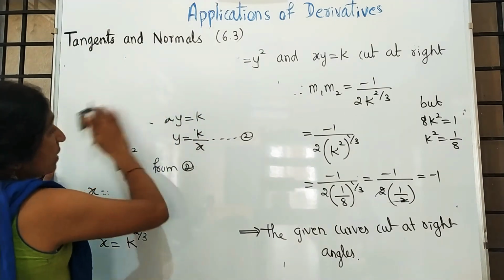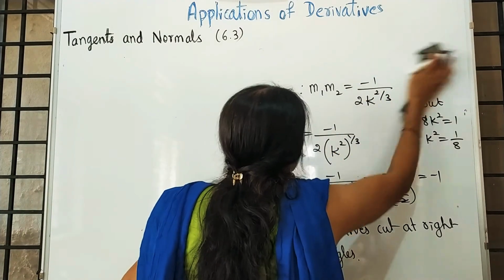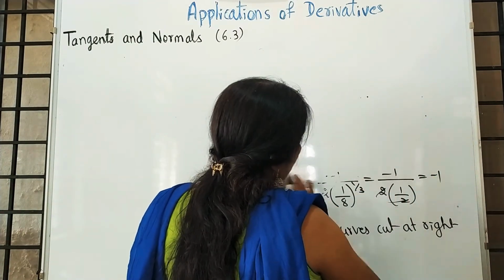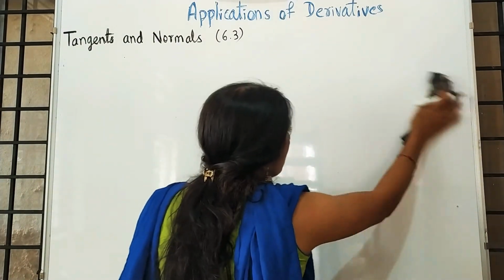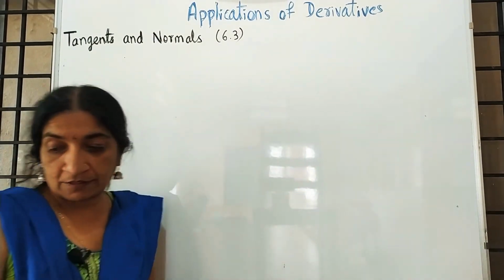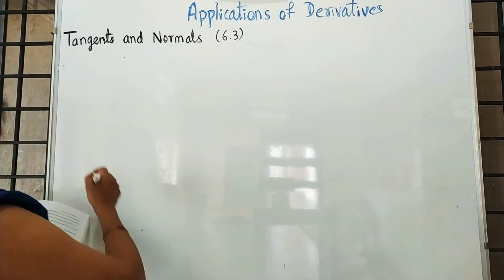If this question comes in the theory, this is for 5 marks. Usually 5 mark questions come from exercise 6.1. Moving to the next question, that is question number 24.